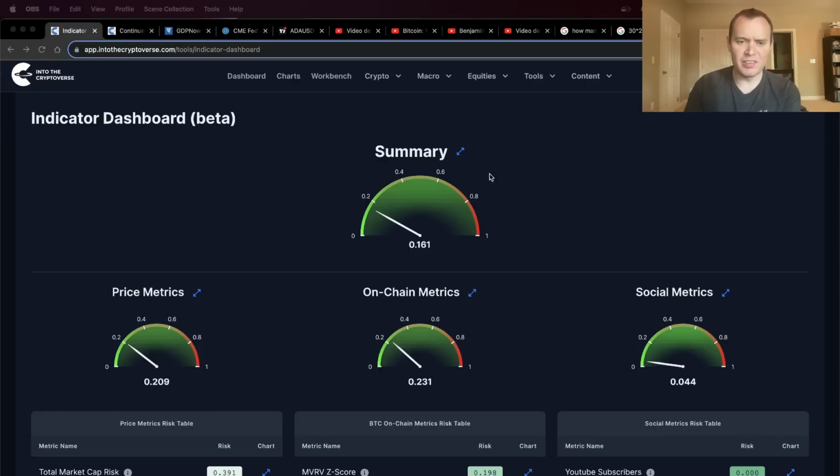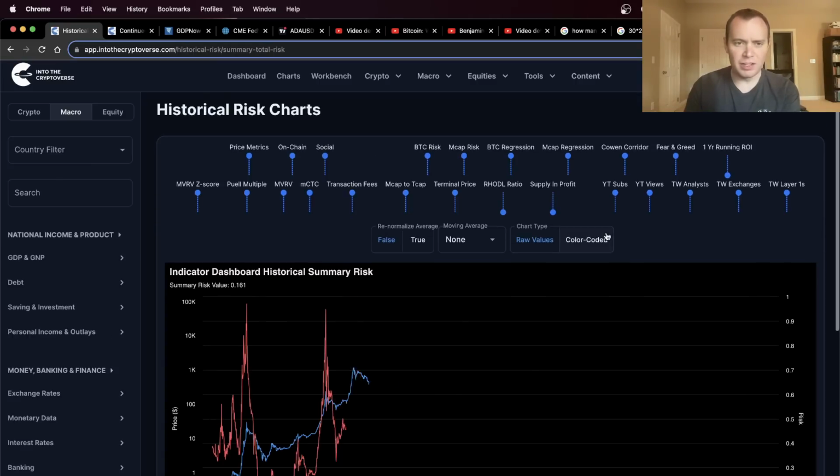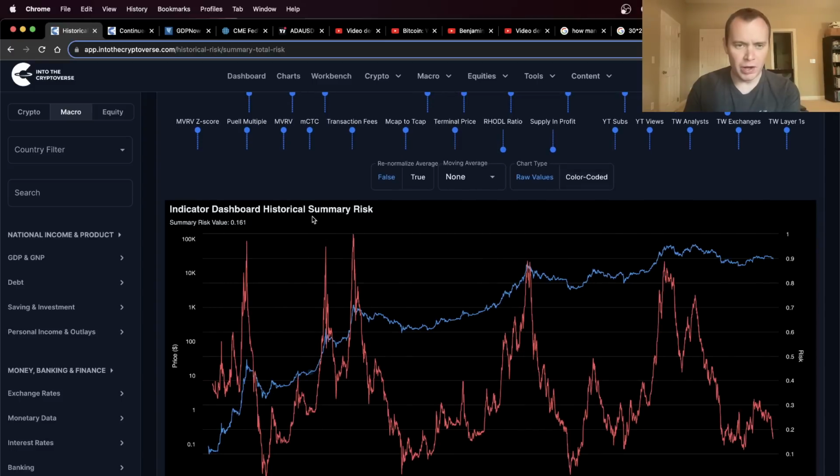You can see that we have a summary risk, a price risk, on-chain risk, and social risk. And now the summary risk is just the average of these three. If we were to go ahead and pull up the summary risk, this is what it looks like. And basically, you should know that it just goes from 0 to 1 as we've normalized this metric.